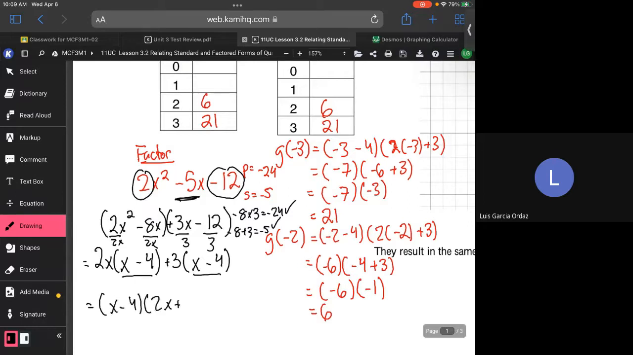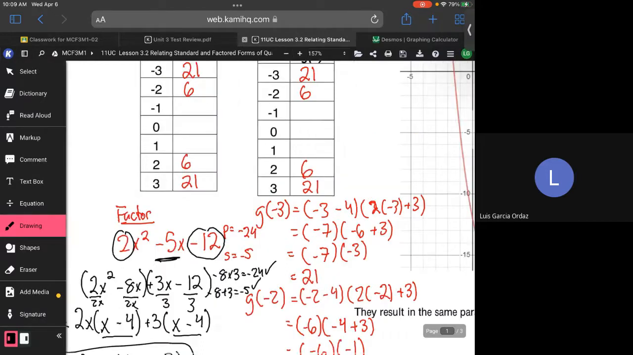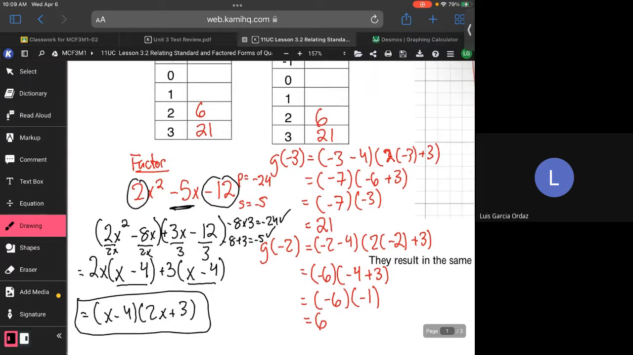Okay, now look at the graph g of x. Is that not the same? Yeah. So the reason why we're getting the same answers is because when you change it from standard form into factored form, you get the exact same thing. So couldn't we have done that in the first place? Yeah.